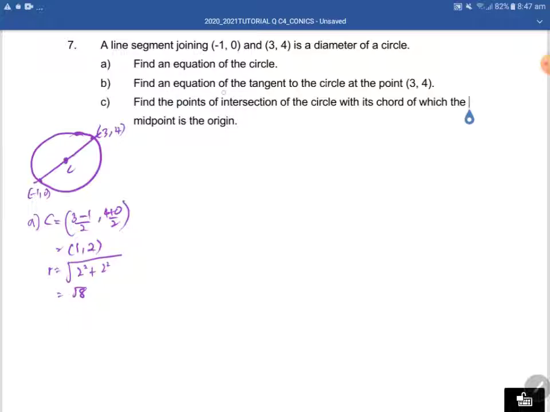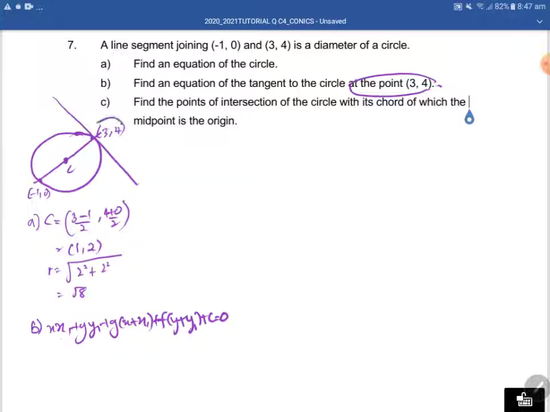For question B, find an equation of the tangent to the circle at point (3, 4). So the point is on the circle, right? So we apply the formula x x1 plus y y1 plus g(x plus x1) plus f(y plus y1) plus c equal to 0, where the value of x1, y1 is from the point itself and g, f, c is from the equation of the circle.